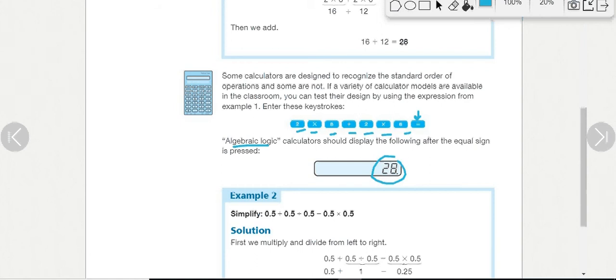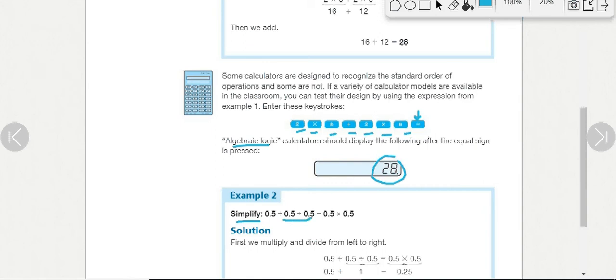What if it asks us to simplify 5/10 plus 5/10 divided by 5/10, subtract 5/10 times 5/10? Which parts do we have to do first? It's not left to right. You don't do the plussing first at the beginning here. In example 2, you start with multiply and divide.